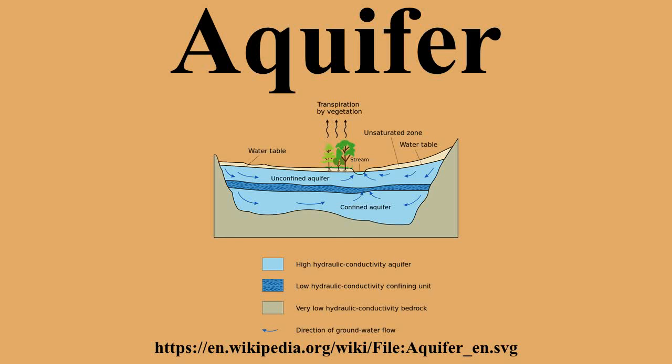Confined versus unconfined. There are two end members in the spectrum of types of aquifers: confined and unconfined. Unconfined aquifers are sometimes also called water table or phreatic aquifers because their upper boundary is the water table or phreatic surface. Typically the shallowest aquifer at a given location is unconfined, meaning it does not have a confining layer between it and the surface.